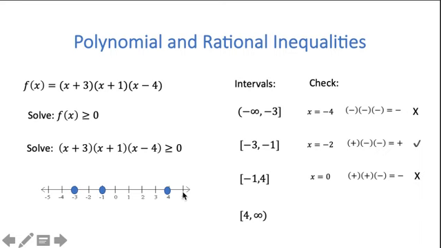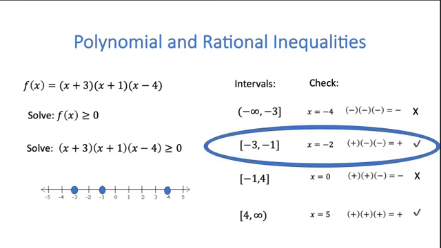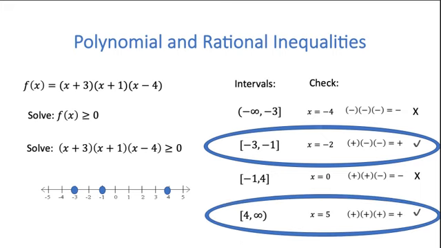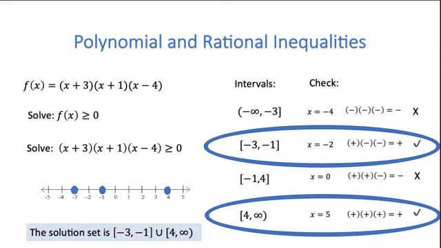And then for this last section, a number in this interval from 4 to infinity, a nice easy number to plug in would be 5. When I plug in 5, this is positive, this is positive, this is positive. And if I multiply all positives together, I get a positive number, and so that interval works. Kind of cool, right? So which intervals ended up working? The interval from -3 to -1 and the interval from 4 to infinity. And that's my solution set.